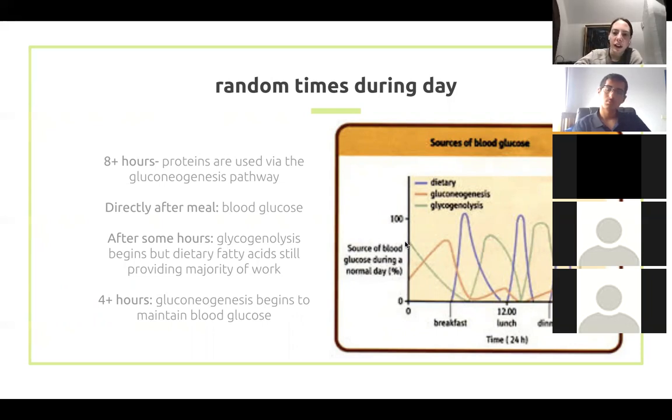This is where we would use gluconeogenesis, which is this orange one, which you're mainly going to use overnight. So this occurs after 4 to 8 hours of starving. We call this starving, just sleeping really. This is when your proteins are used as glucose sources.